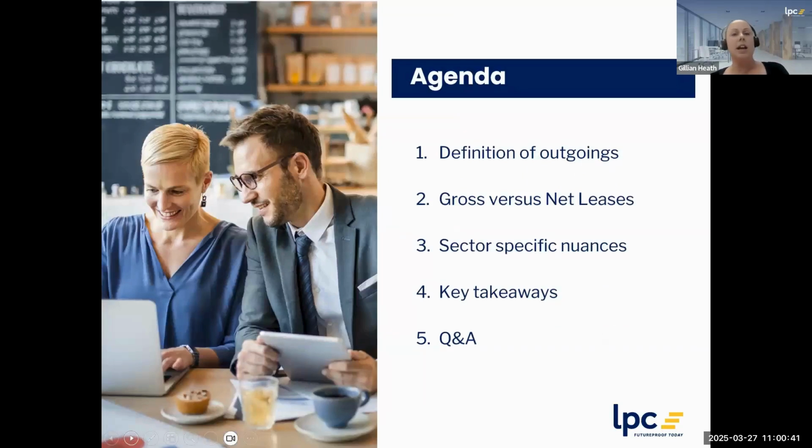Moving on to the agenda, we'll go through the definition of outgoings, then we'll move on to gross versus net leases. We'll share some sector-specific nuances and then key takeaways. And then we'll have time for Q&A at the end, but feel free to submit your questions in the Q&A function at any time. Questions are anonymous.